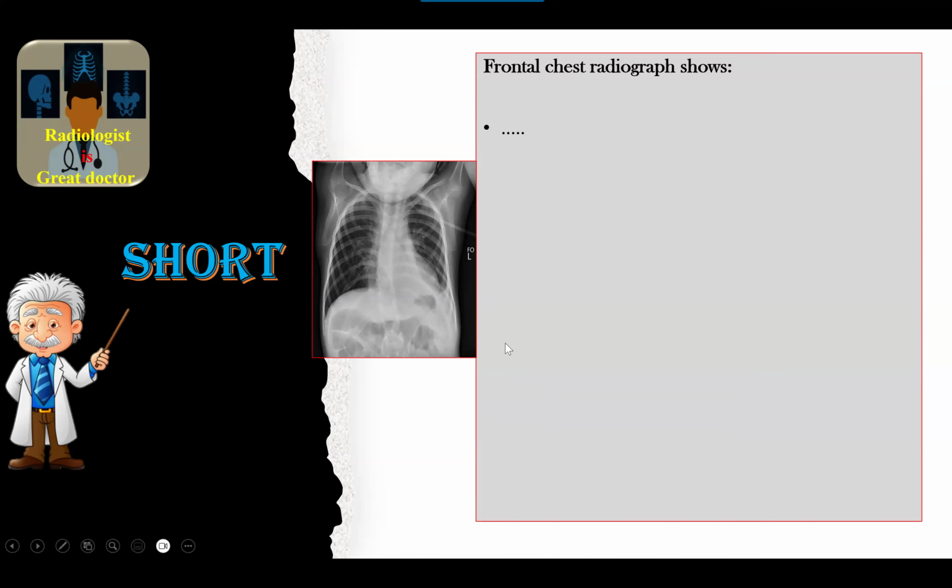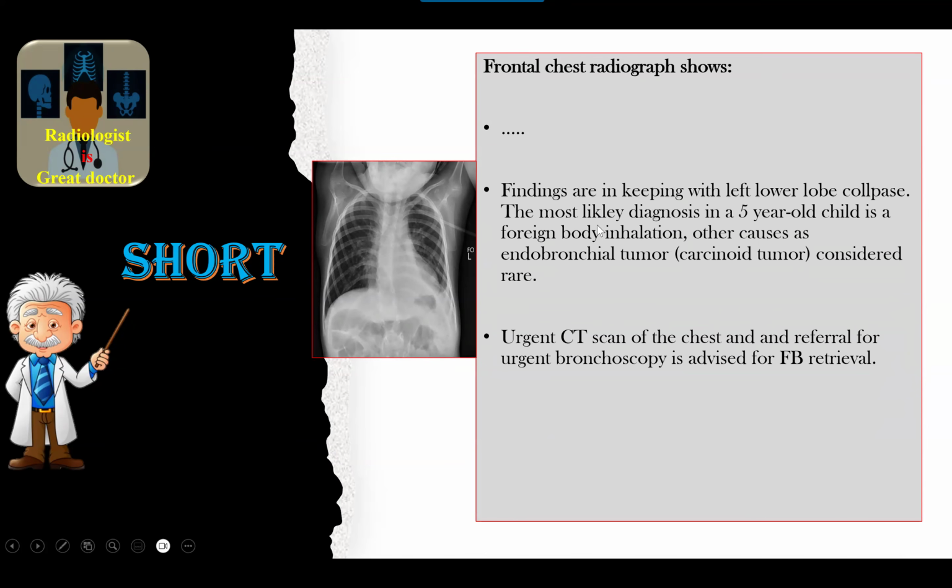Good. Just to recollect the data, it's not just a foreign body, it's lobar collapse secondary to foreign body. Okay? So findings are in keeping, no problem. We are learning here, we are learning from each other. Findings are in keeping with left lower lobe collapse. This is the main diagnosis.